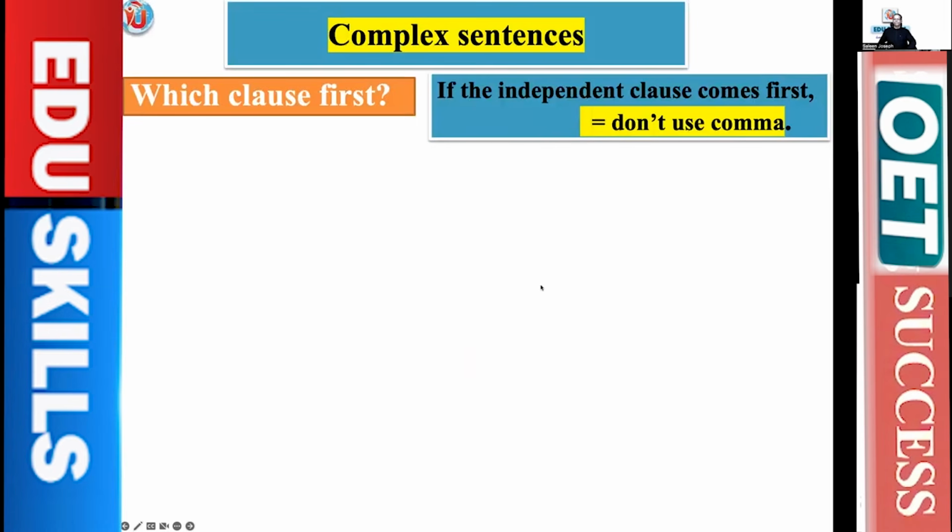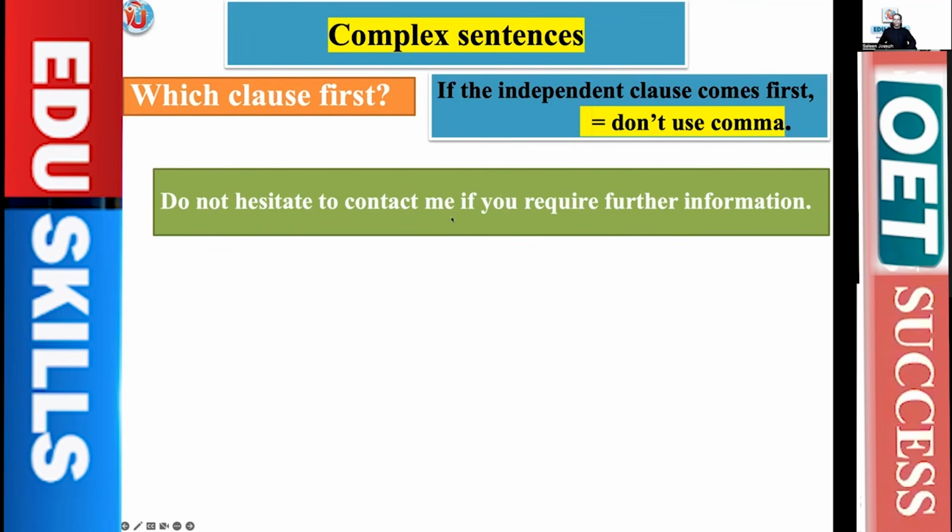Now, which clause first, independent or dependent clause? So the answer is, if the independent clause comes first, don't use a comma. Do not hesitate to contact me if you require further information. The same sentence, we have put the order in a different way. Earlier we started with the if clause. Now we have, do not hesitate to contact me if you require further information. So no comma here, because do not hesitate to contact me in itself is a sentence.